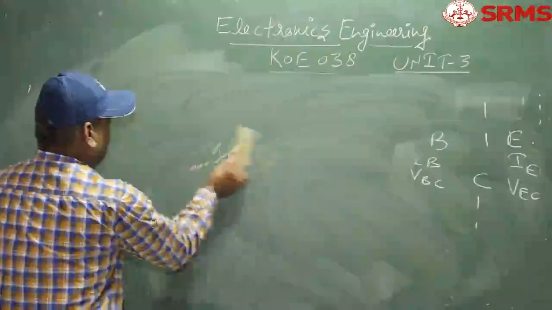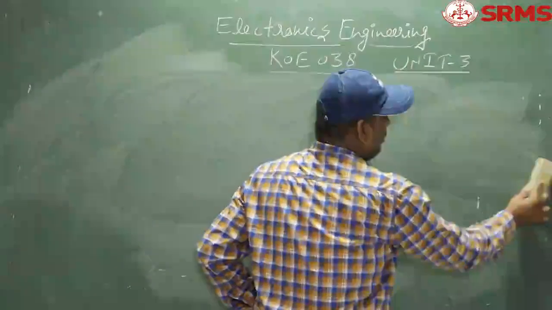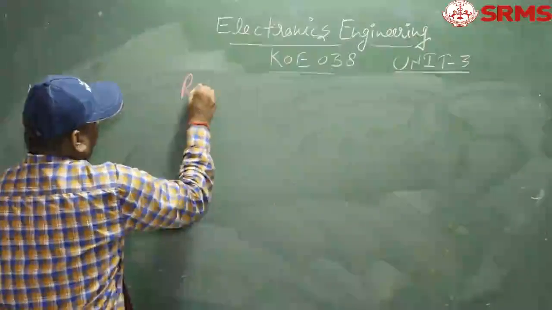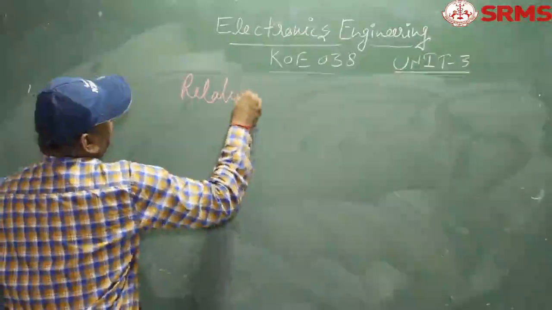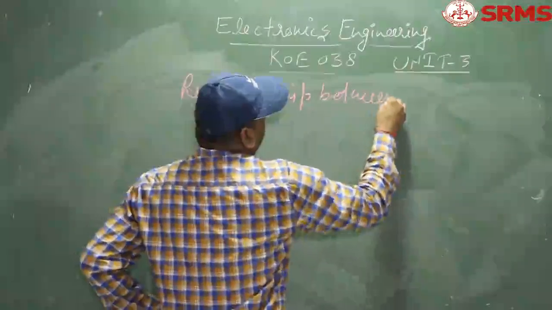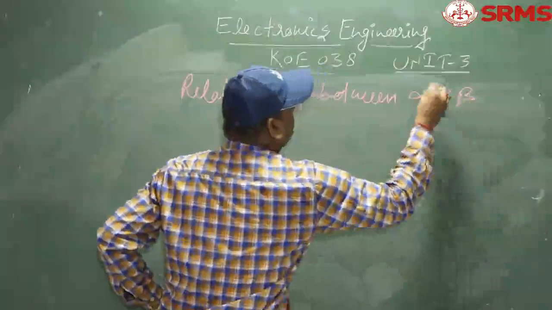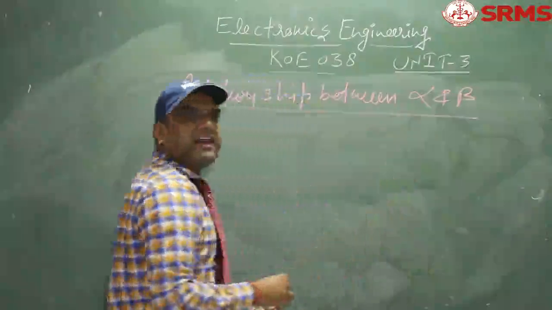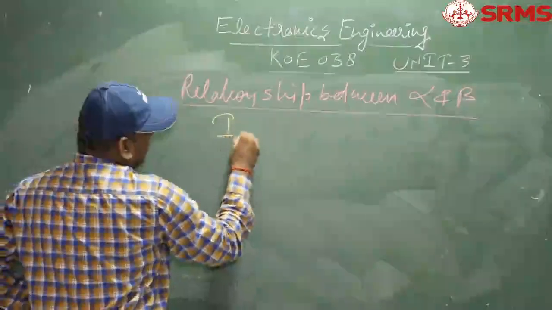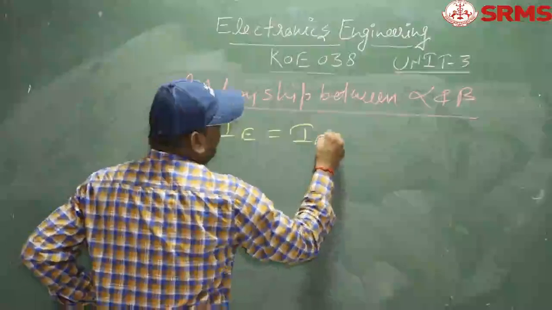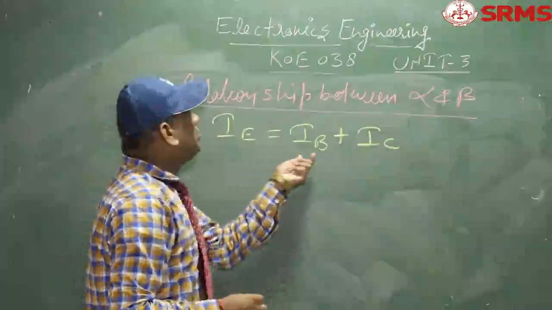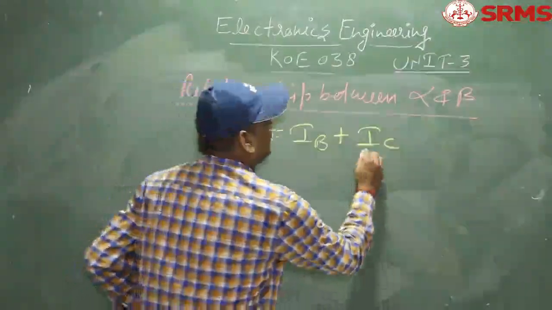Now, we'll discuss about the current relationship between alpha and beta. And this is very important. Is that clear? It is well known to all of us, IE is given as IB plus IC from KCL. IE is equal to IB plus IC. This is equation number 1.